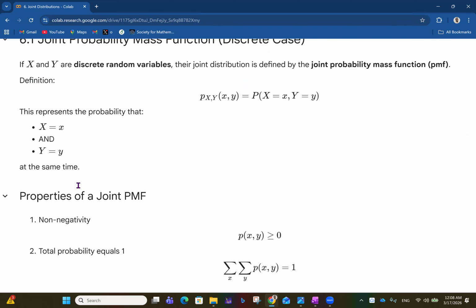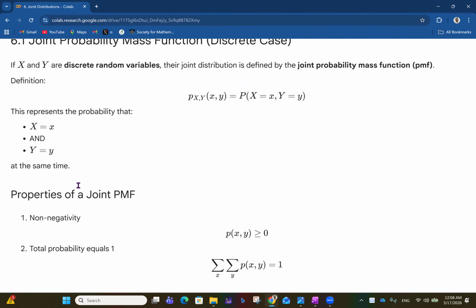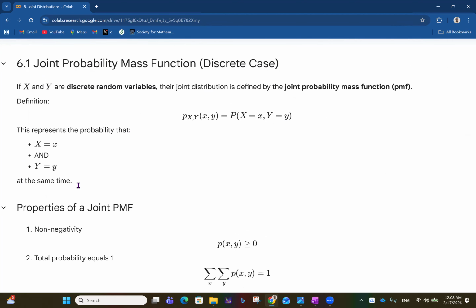So let us learn some properties of the probability mass function. First of all, just like probability functions in general, there's non-negativity. That is, the function p(x, y) is always greater than or equal to 0. And of course, total probability equals 1. That is, if we sum over x and sum over y the function p(x, y), you always get 1.